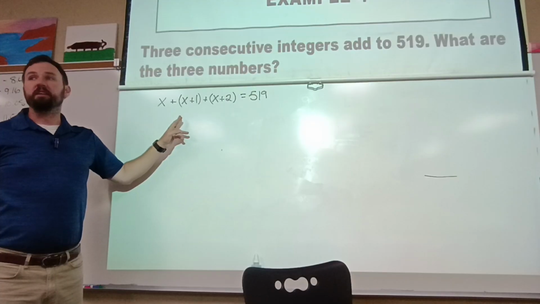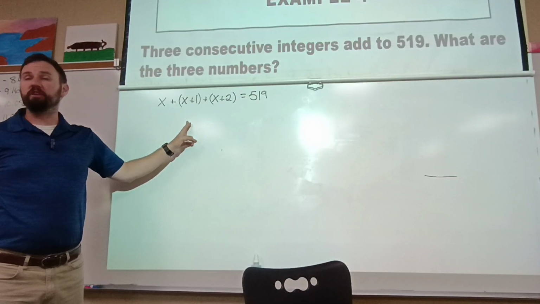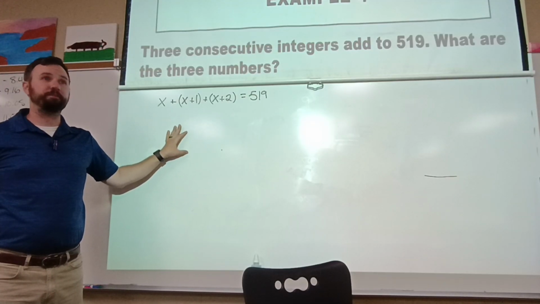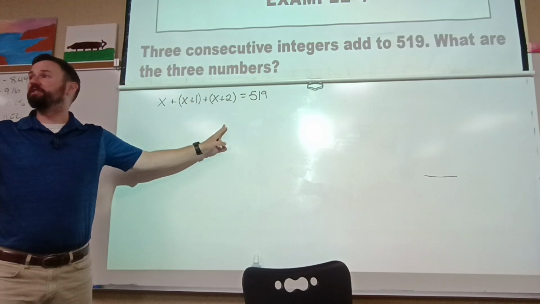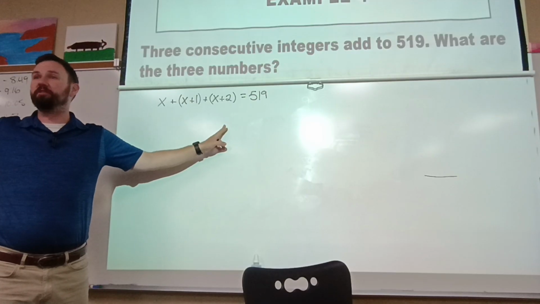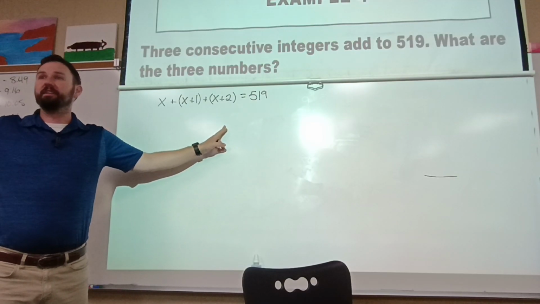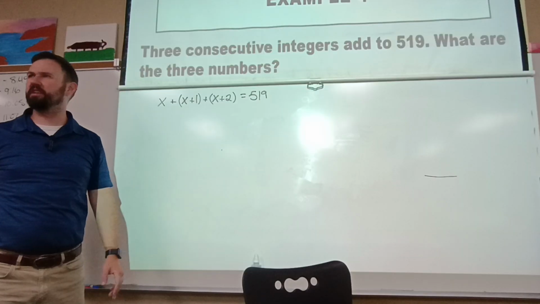What if I said consecutive even numbers? It'd be x, or actually, yeah, you can use x. It'd be x and then x plus 2. Because how do you get the next number for evens? Just count by 2. How do you get the next odd? Count by 2s. Does that make sense?